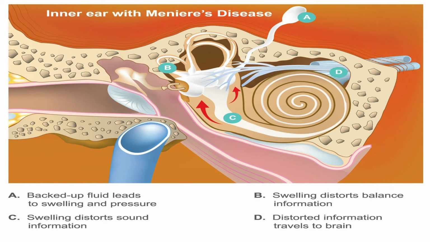Meniere's disease is a disorder of the inner ear that can lead to dizzy spells, known as vertigo, and hearing loss. In most cases, Meniere's disease affects only one ear. Meniere's disease can occur at any age, but it usually starts between young and middle-aged adulthood.